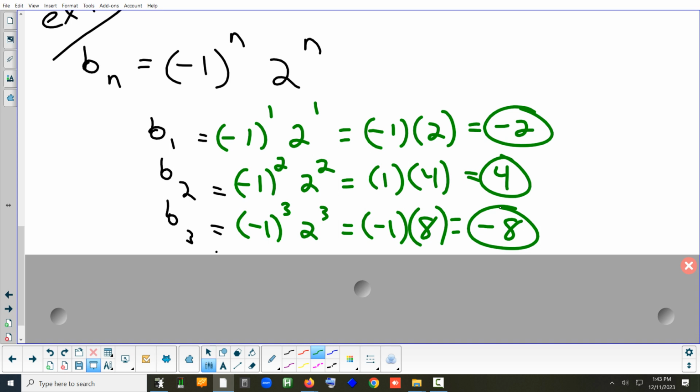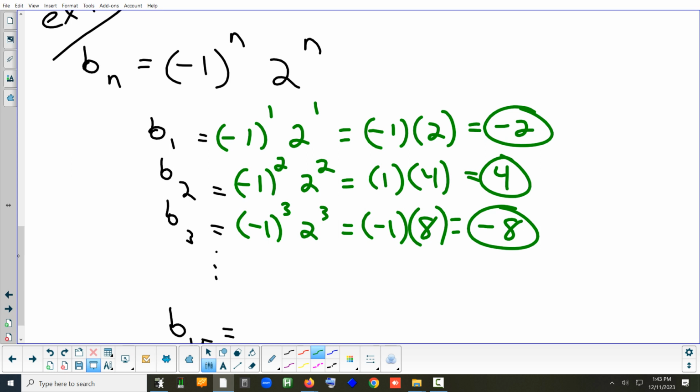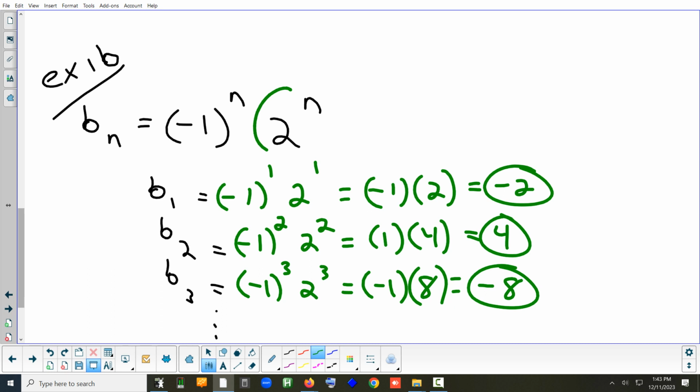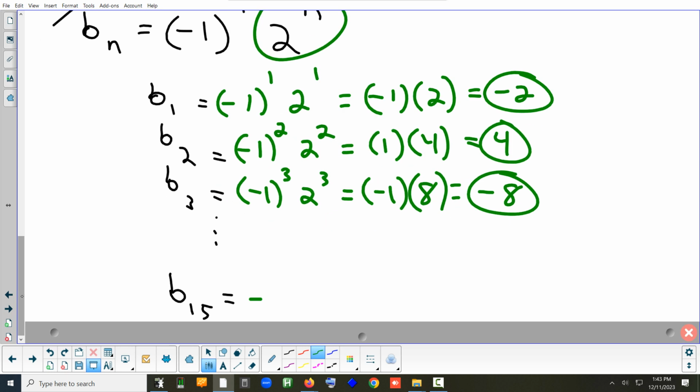Yep. So which ones come out negative? The one with the odd position. Odd position ones are coming out negative. So when you do b to the 15th, is that going to be a positive or a negative? Negative. It's going to be a negative. And then all we have to do is really figure out this part. 2 to the 15th power. But we already know it's going to be a negative.